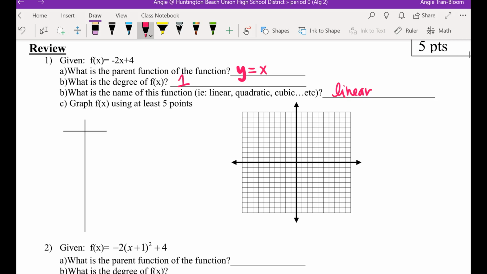Then it said, hey, you know what? Graph f of x using at least 5 points. I just need you to give me the inputs and outputs. You can graph this however you want. So, there's your 5 minutes.